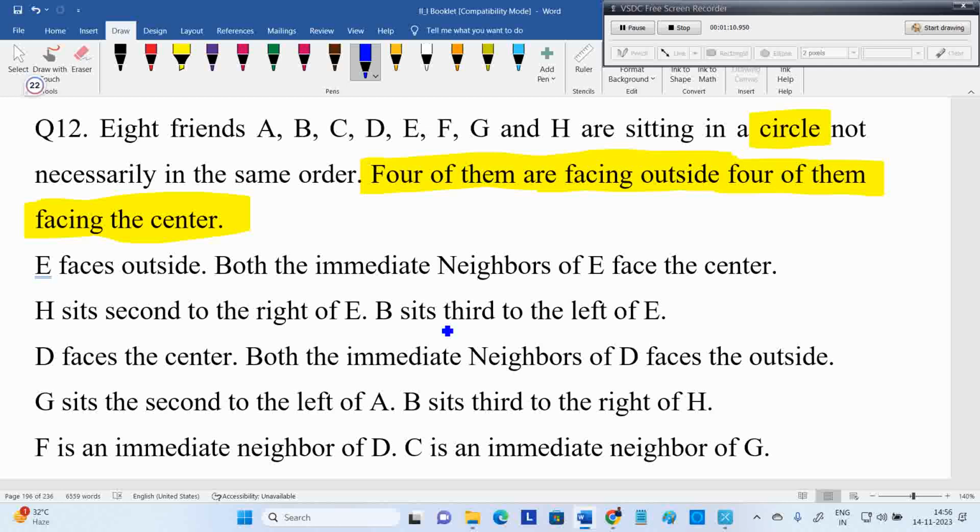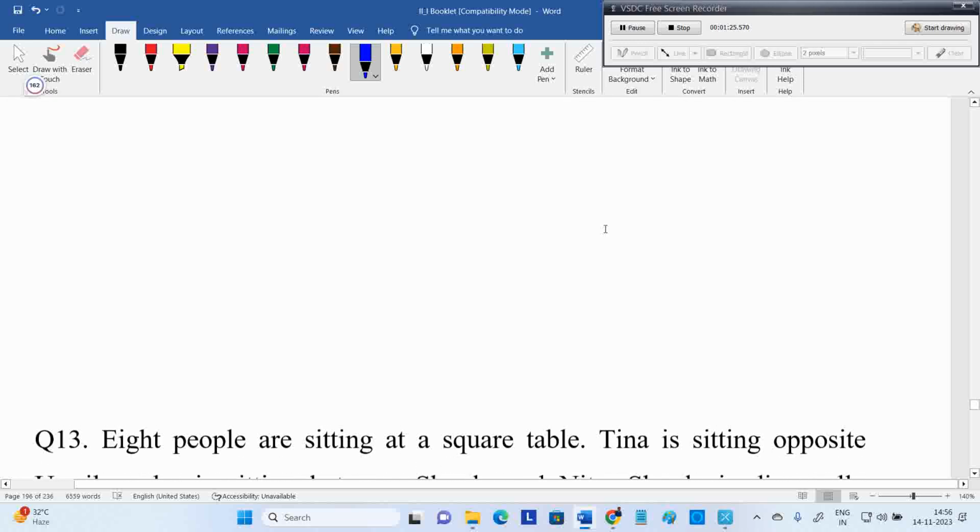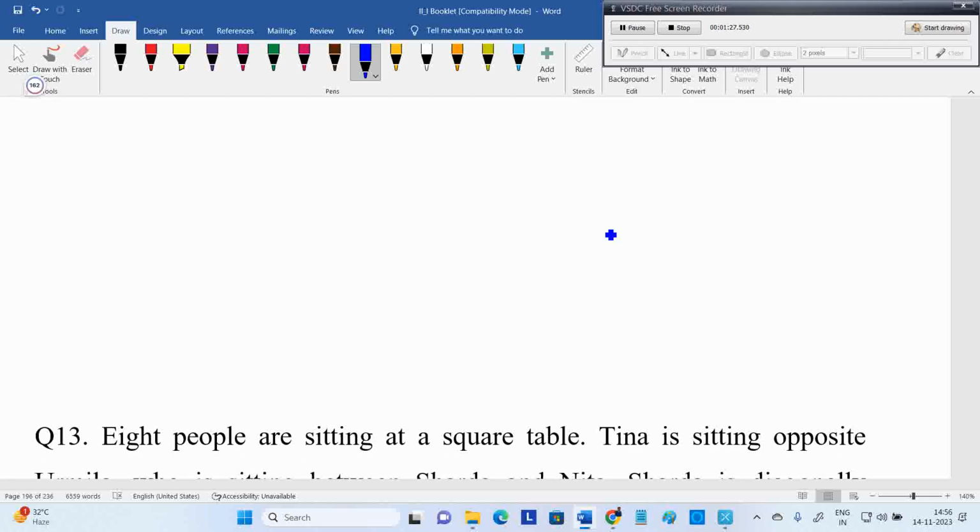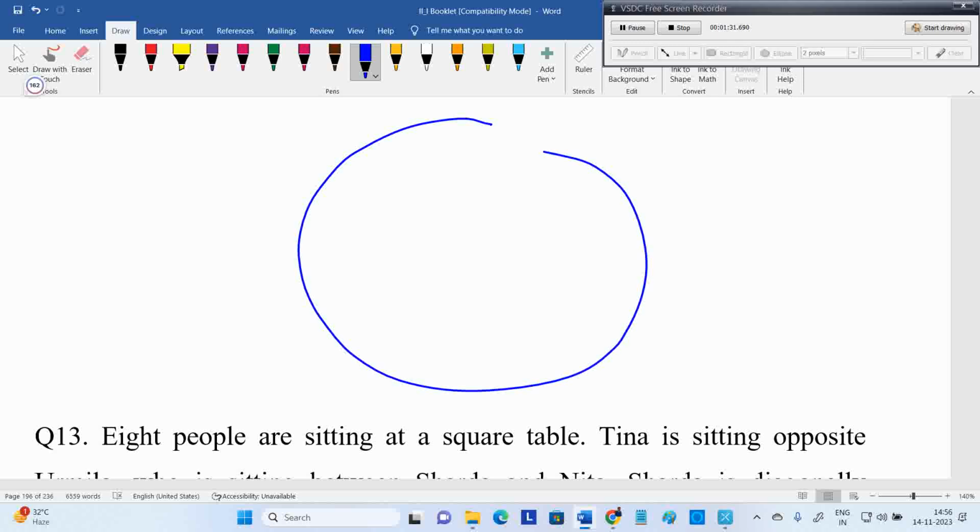So you can understand here, E faces outside. The neighbors of D are facing outside. They didn't give that info directly, but we have to track that. So first draw the layout. As we have 8 people, we can maintain equal distance. We solved questions related to circle already. So here we have 8 people, and don't go for facing towards the center, not mentioned particularly. So I'm just giving 8 slots, that's it.